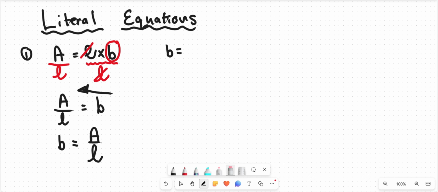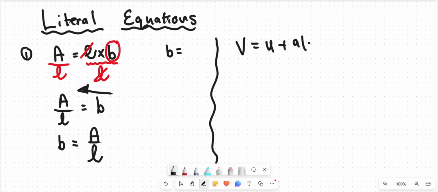So let's try example 2. Let's copy it down here on the left. In example 2, we're given that velocity is equal to u plus at. And what we are asked to do here is to make the acceleration the subject of the formula. So first of all, we need to find where the acceleration is. There is the acceleration there. So what is happening to it? It's being multiplied by a t, but it's being added to a u.